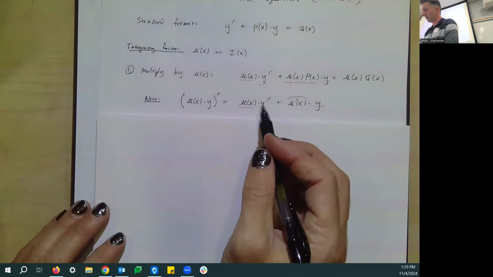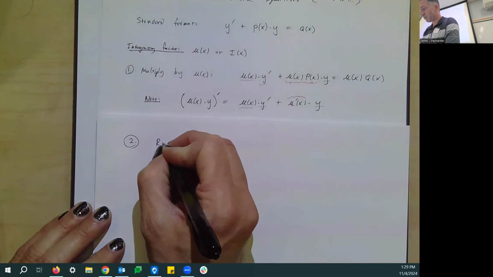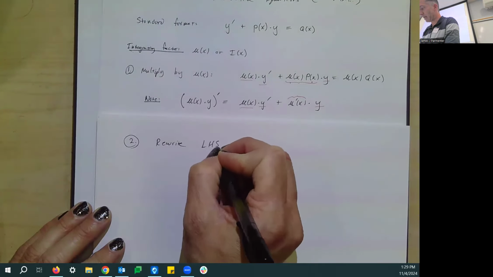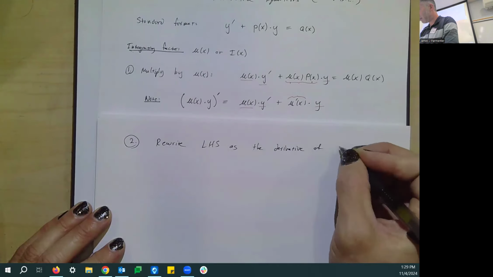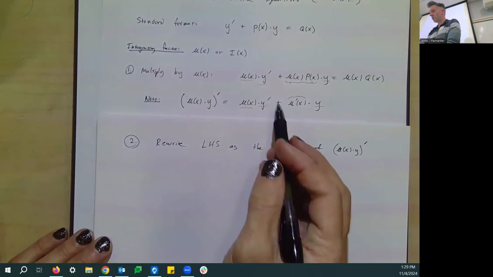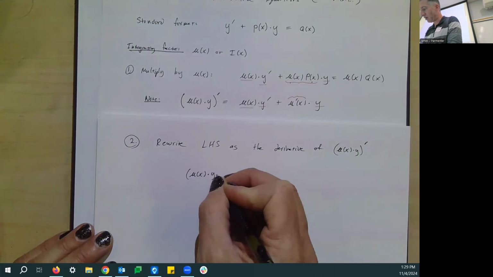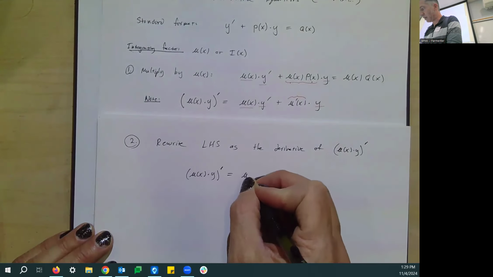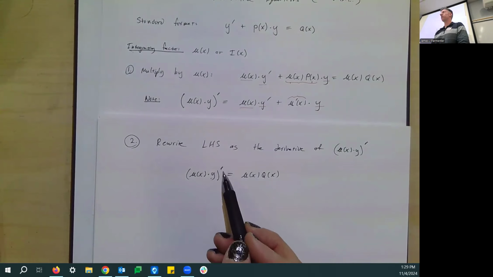You want to rewrite this left-hand side as the derivative of a product. Mu of x times y. So what we're going to do now is we're going to take this equation, say, great, we have mu of x times y prime equal to mu of x times q of x. We're trying to solve for y, right? The goal for a differential equation is always to solve for the function if we're being asked to solve for it. So to get y by itself, I have to undo this derivative.